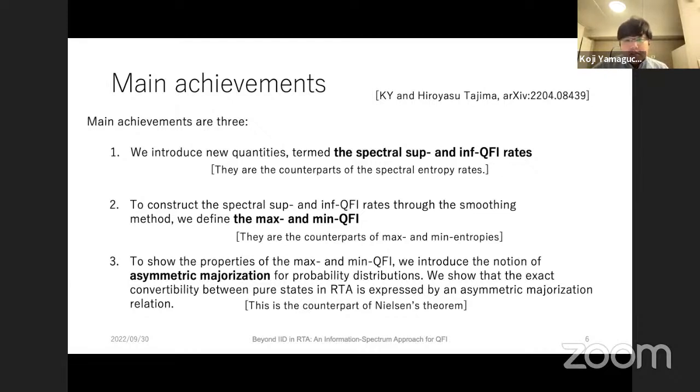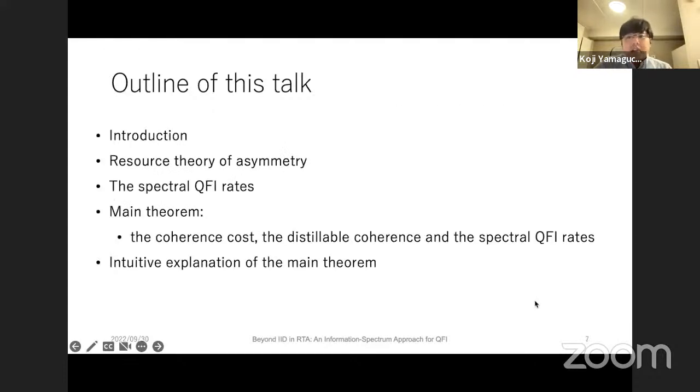Third, to show the properties of these quantities, we introduce the notion of asymmetric majorization for probability distributions. And we show that the exact compatibility among pure states in the resource theory of asymmetry is expressed by using an asymmetric majorization relation. This is a counterpart in the resource theory of asymmetry to the Nielsen theorem in entanglement theory. Okay, so here's the outline of my talk.